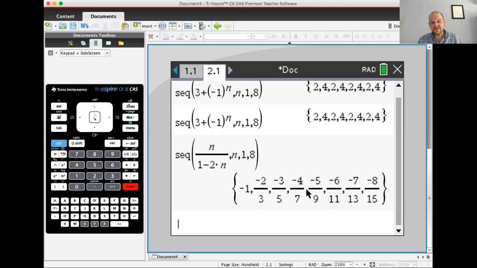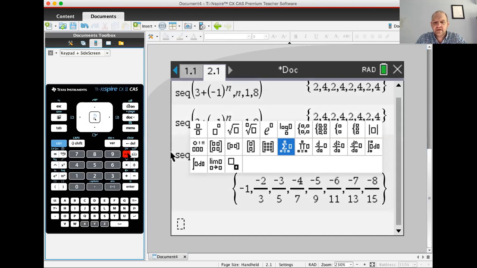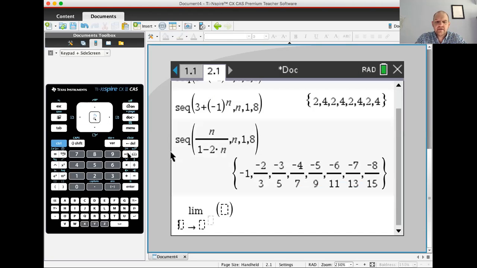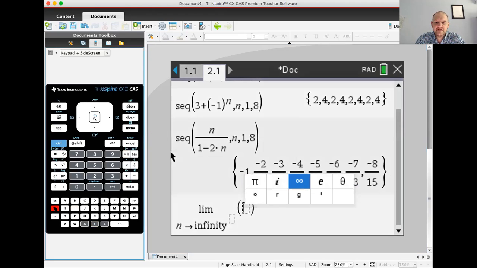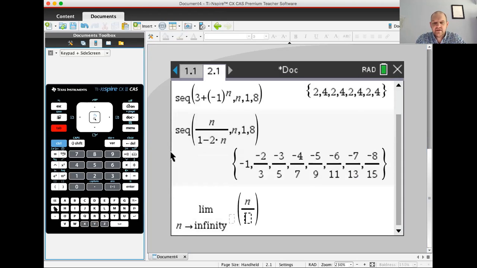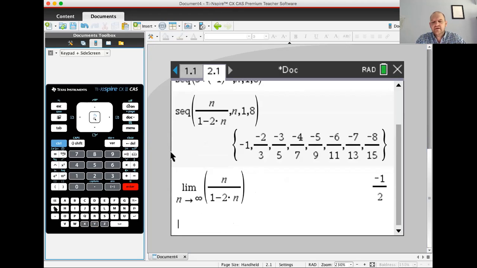Okay, so now the question is, what's the limit of this thing? So you can look at it and just work out the limit. Another option is to ask the calculator for the limit. So let's do the limit as n goes to infinity. You should use the pi key a couple times to get to infinity, like there. And then I'm going to type in n over 1 minus 2n, negative 1/2.